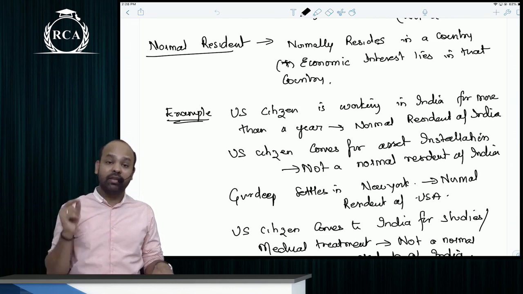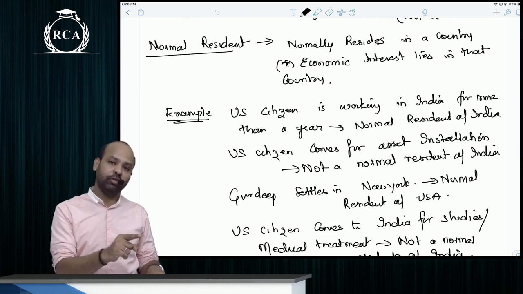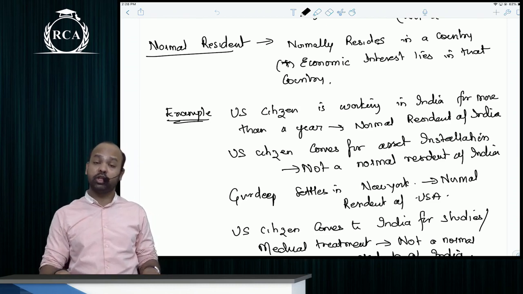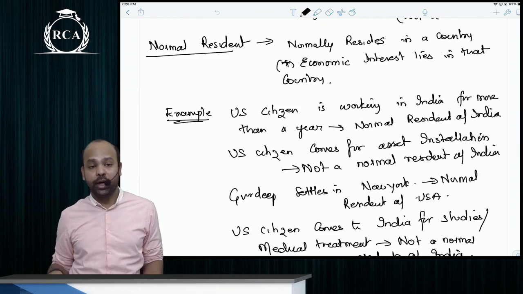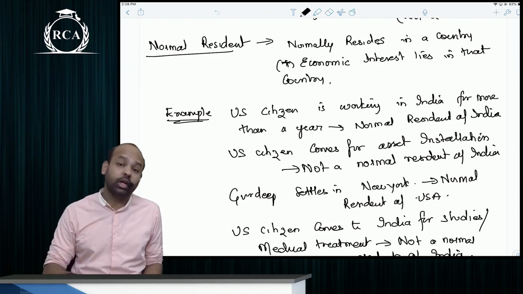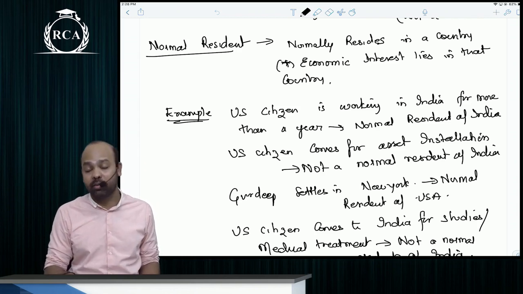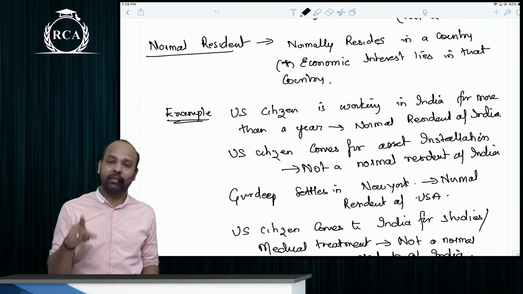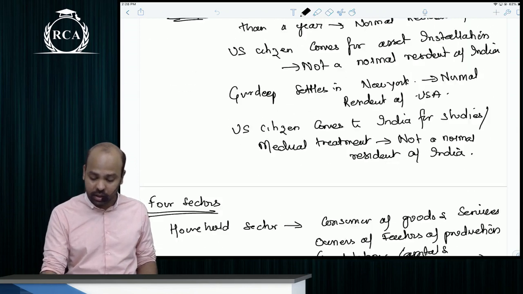As a student, if you are visiting the UK, you are not a normal resident of the UK. But if you are going to the UK for a job and you're staying there, then you will be a normal resident of the UK. If you are going to the US for medical treatment, you are not a normal resident of the US. But if you are going to the US for a job, you are a normal resident of the US. Please understand, you stay there for more than 1 year, and your economic interest lies there.